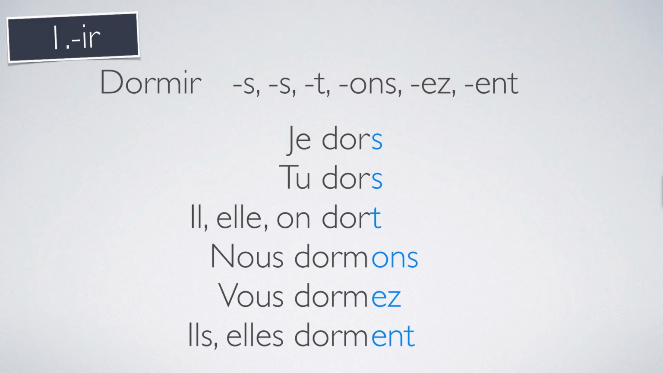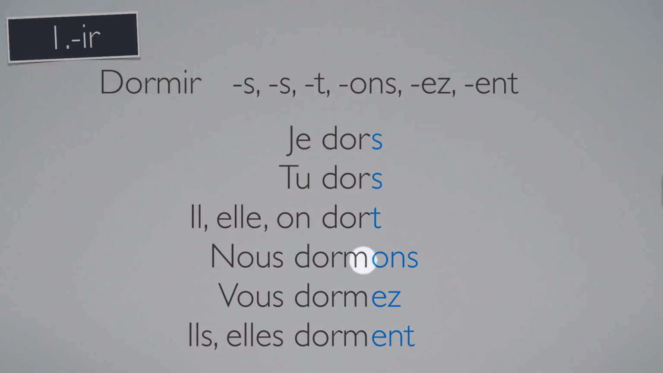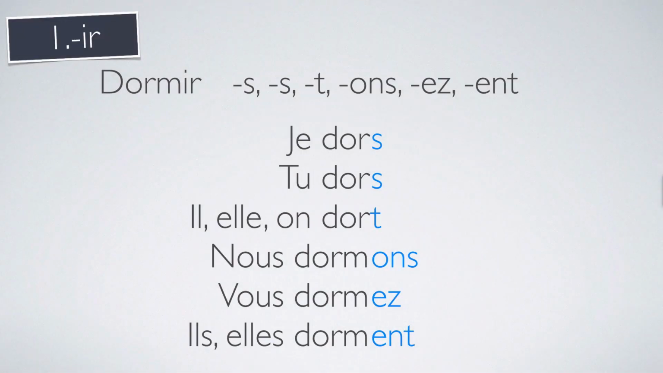So as usual, we don't actually pronounce the letter S nor the T, it's just for writing. And this verb is really irregular because, as you can see, for the second part of the conjugation, we need an M here that we don't have before. So here, nous dormons, vous dormez, ils dorment, elles dorment. But what we actually need to know here is the endings. For all these verbs, we always have S, S, T, ONS, EZ, ENT.